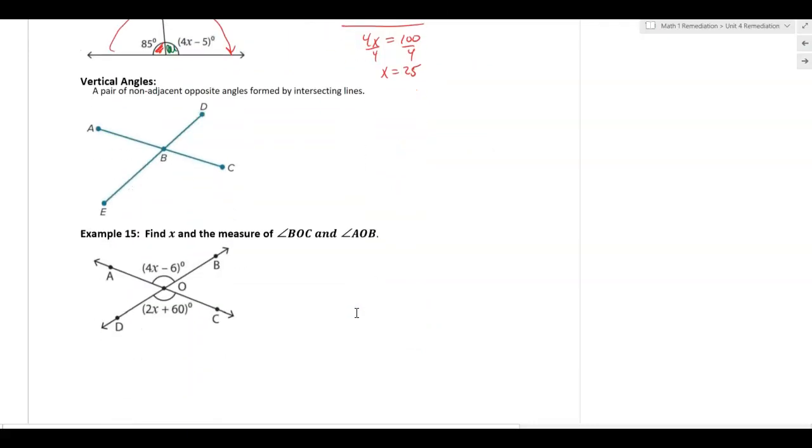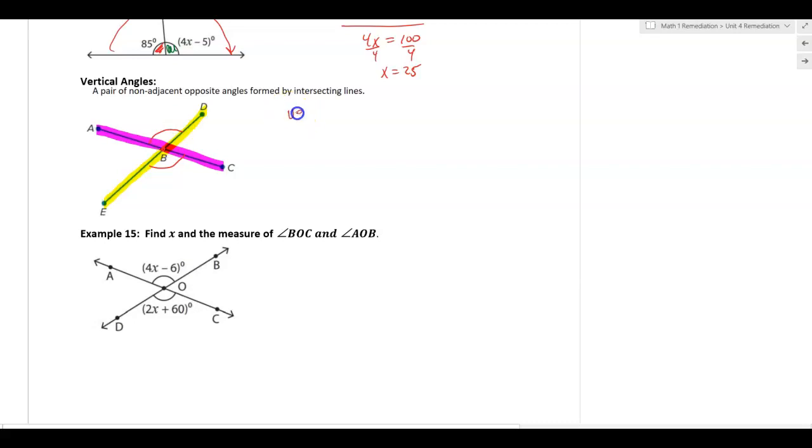Now, vertical angles, right? Vertical angles are a pair of non-adjacent opposite angles formed by intersecting lines. So if I highlight this line here, and then I highlight this line here, I have two lines that intersect to form four different angles. I have this angle that touches the purple and the yellow. Then I have this angle that touches the purple and the yellow. Notice they're not adjacent to each other. They're across from each other. Some people call them the kissing angles, right? So these are vertical angles.